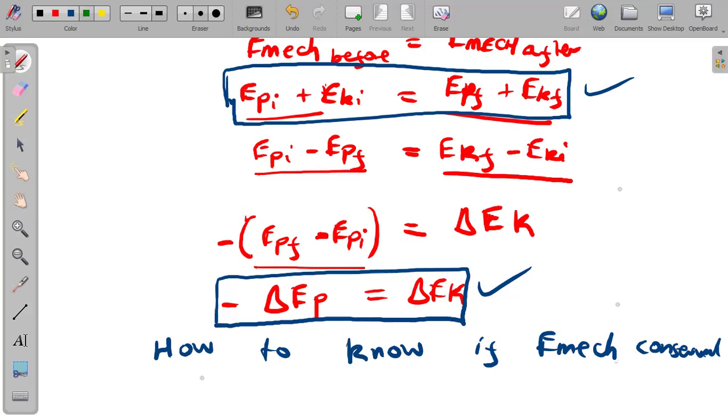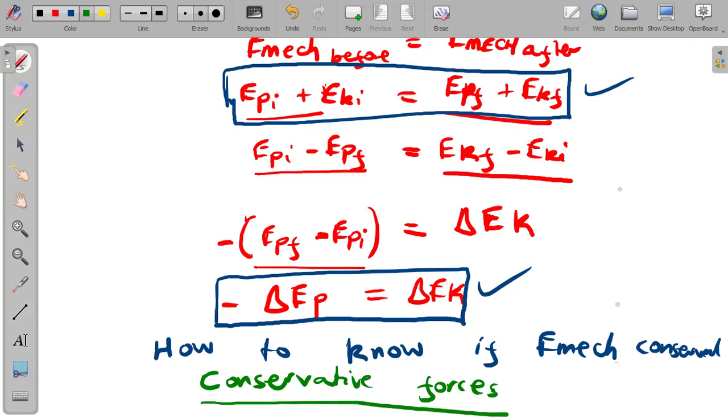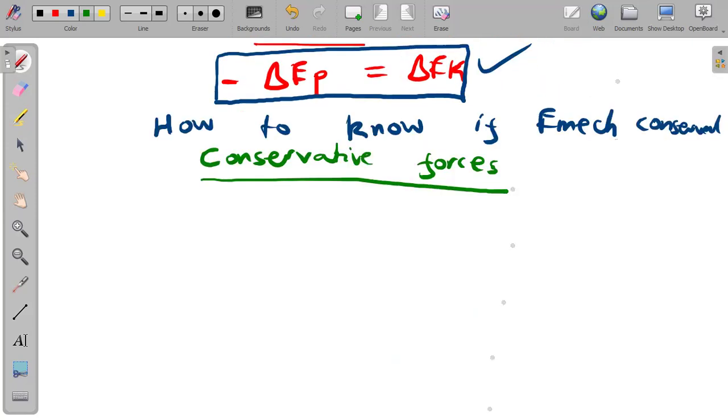So let's first define what conservative forces are, and what non-conservative forces are. Let's start with conservative forces first. A conservative force is a force which, when it does work, the work is independent of the path taken by the object. Let's try to understand clearly what this statement refers to.